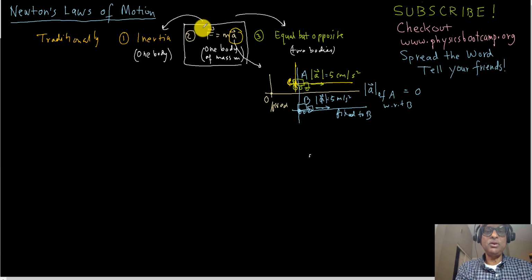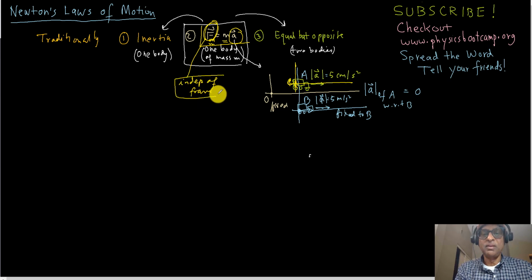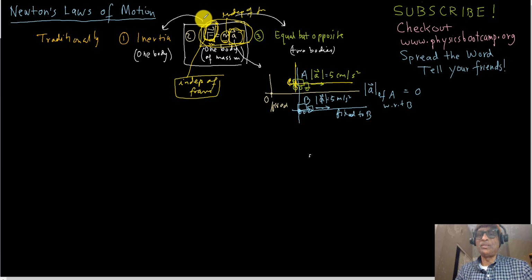So this law here, but the force is independent of frame. The force on this mass M is independent of frame. So this side depends on frame, this side doesn't depend on frame. So you can say this entire equation must depend on frame. That means the equation F equals ma, when you write that down, depends on frame.